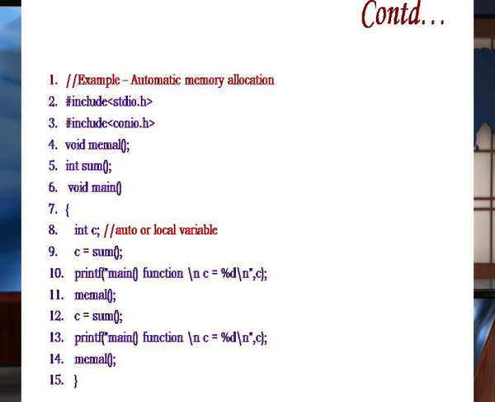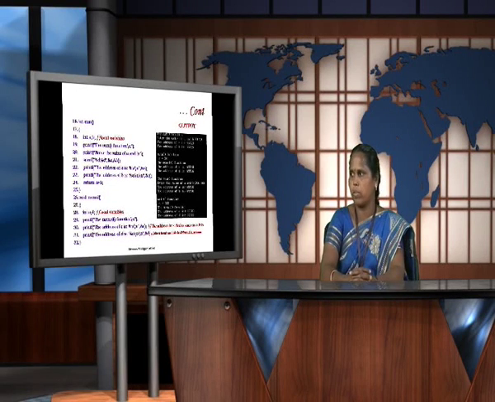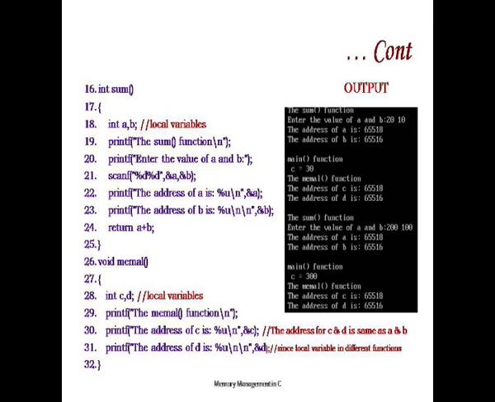In the main function, it calls a sum function. The sum function has two local variables, namely a and b. Now let us see the output. Here the memory allocated for a and b is 65518 and 65516. The sum function completes its execution. The control returns back to the main function.